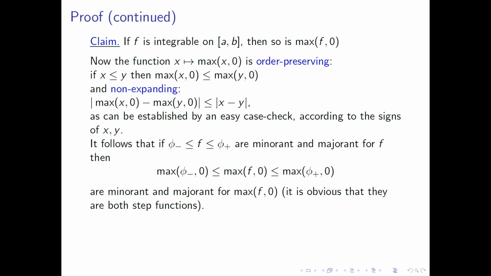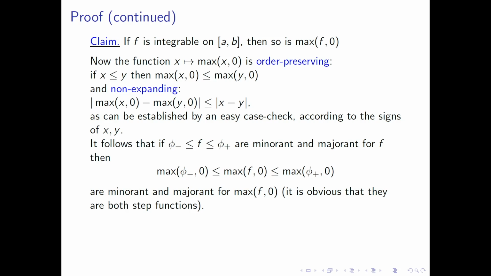So it follows that if I have a minorant phi minus for f and a majorant phi plus for f, then when I look at this function max of f and 0, which is the thing I need to show is integrable, I can create a minorant and a majorant for that new function by taking the maximum of phi minus and 0 and the maximum of phi plus and 0.